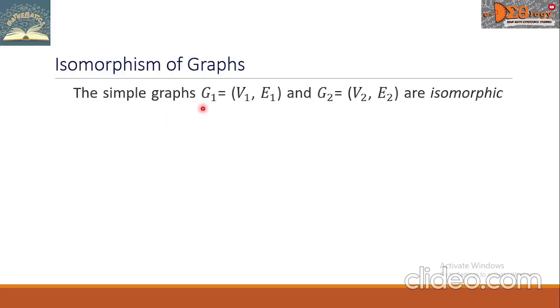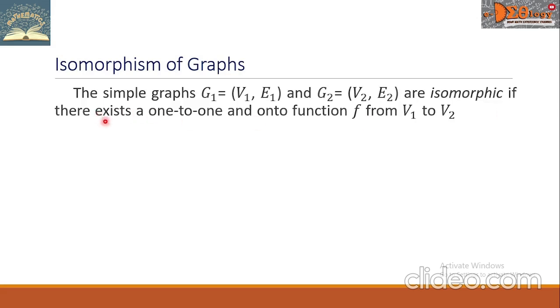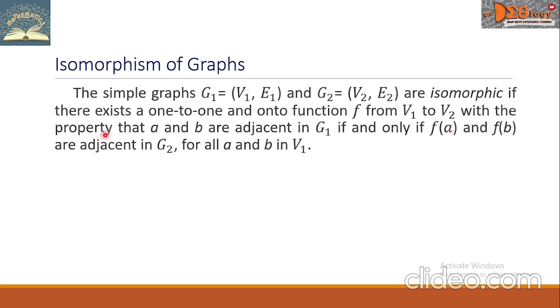The simple graphs G1 = (V1, E1) and G2 = (V2, E2) are isomorphic if there exists a one-to-one and onto function f from V1 to V2 with the property that a and b are adjacent in G1 if and only if f(a) and f(b) are adjacent in G2 for all a and b in V1.